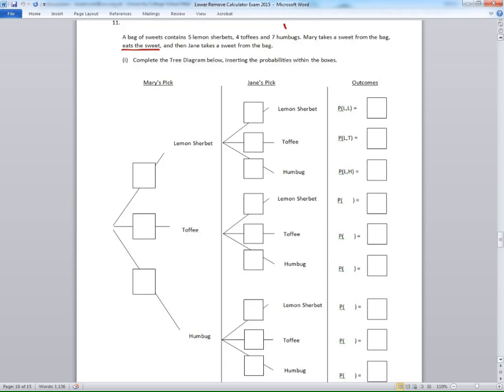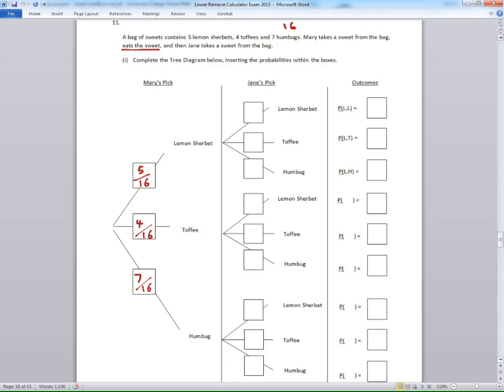Question 11 was a tree diagram question. Now notice the important statement here that when Mary takes a sweet, she eats the sweet. So this is like questions where you don't replace things from a bag. So she eats the sweet. So there were 16 sweets available, and when Jane picks, there will only be 15 sweets available.